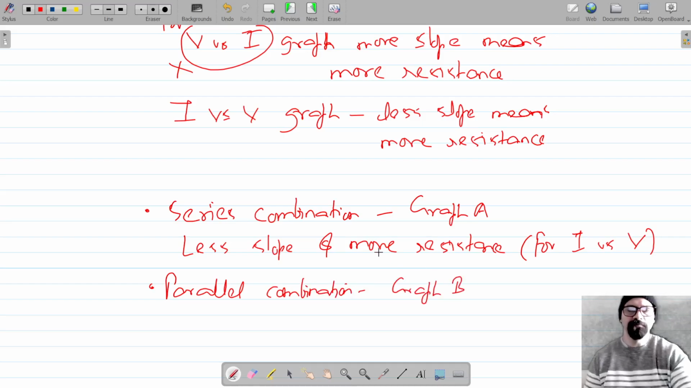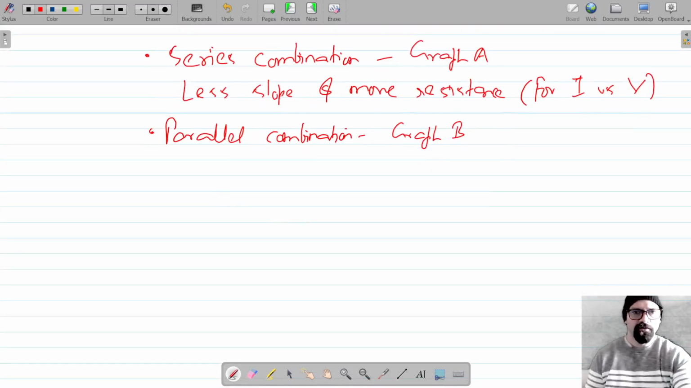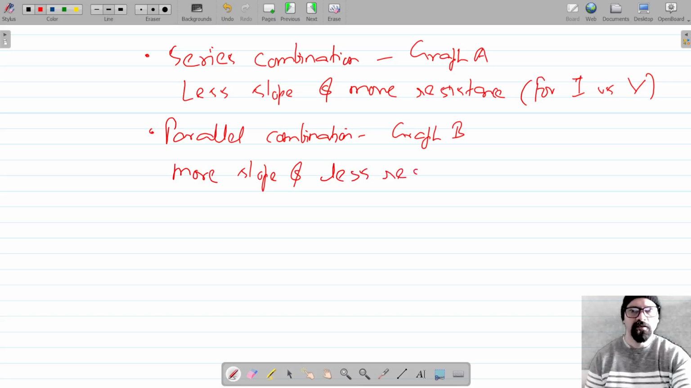It's graph B because it has more slope, which means less resistance, and that is for the I versus V graph.